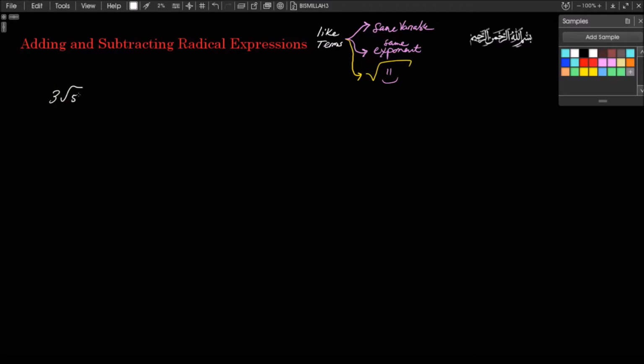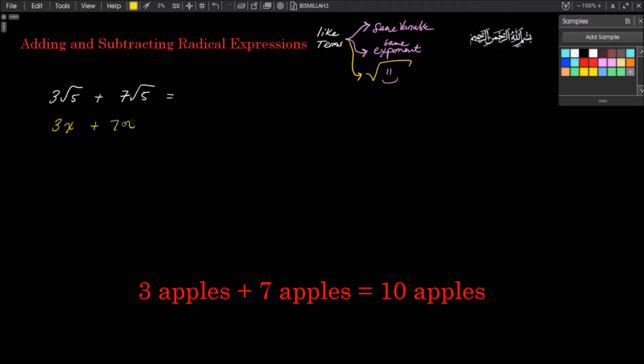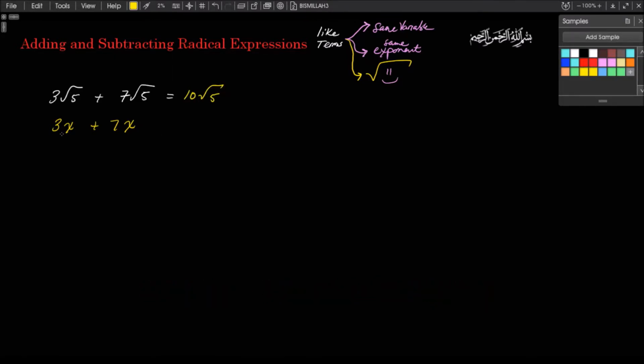3 square root of 5 and 7 square root of 5. Now these you can add. If I said 3 square root of 5 plus 7 square root of 5, these two you can add. This would be analogous to 3x plus 7x. The answer is 10 square root of 5, just like 3x plus 7x would be 10x. It's not like 10 square root of 10 or something like that. So you just add the coefficients, but you don't add the radicand, whatever's under the radical.